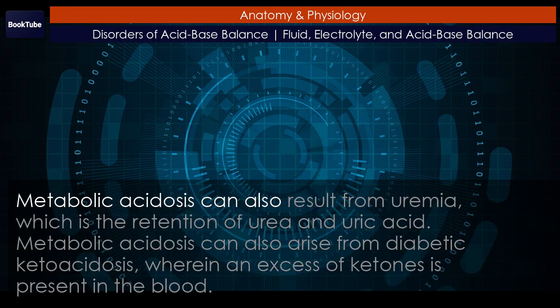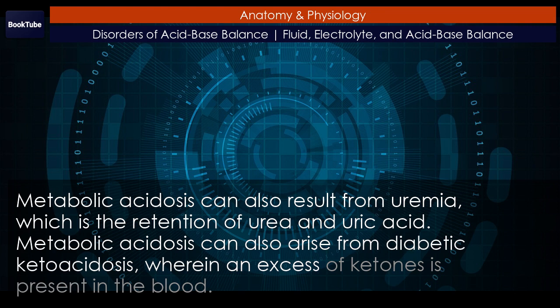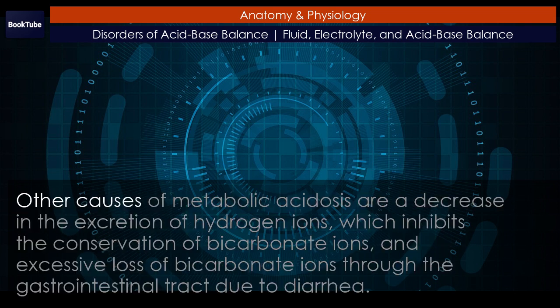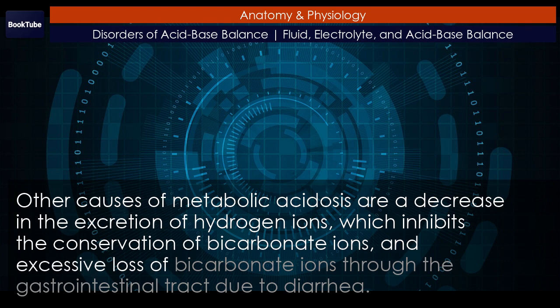Metabolic acidosis can also result from uremia, which is the retention of urea and uric acid. Metabolic acidosis can also arise from diabetic ketoacidosis, wherein an excess of ketones is present in the blood. Other causes of metabolic acidosis are a decrease in the excretion of hydrogen ions, which inhibits the conservation of bicarbonate ions, and an excessive loss of bicarbonate ions through the gastrointestinal tract due to diarrhea.